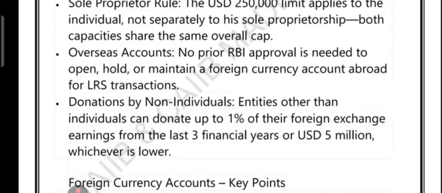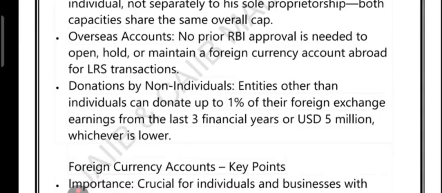Other entities can donate separately, but are capped at 1% of the past 3-year forex earning or $5 million, whichever is less. So if we are talking about an individual, you can use LRS for donation, but suppose it is non-individual, like a company or a partnership firm. In that case, the donation is capped at 1% of the past 3-year forex earning or $5 million, whichever is less.